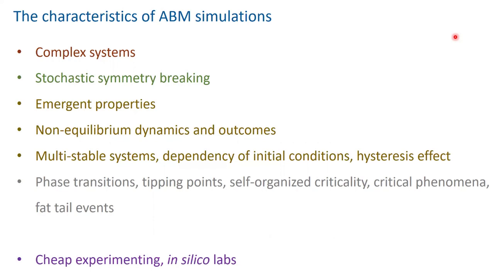So is it equilibrium dynamics that you expect, or are there very long transients or non-equilibrium dynamics? That is already an outcome. And of course, it often depends on the initial conditions, and there are many dependencies and multi-stable systems. But luckily, it's still cheaper to run experiments in silico laboratories than in real life. So we still want to use these ABM simulations to explore some of these parameter spaces and possible scenarios.